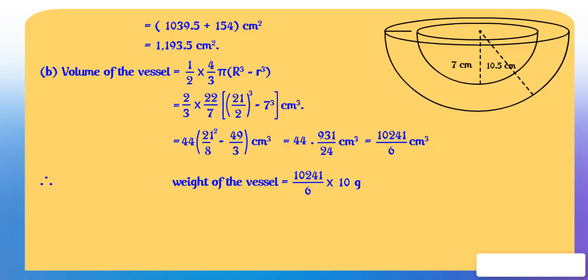Therefore, weight of the vessel is equal to 10,241 by 6 into 10 grams, which is equal to 10,241 into 10 divided by 6 into 1,000 kilogram, which is equal to 17.07 kilograms.